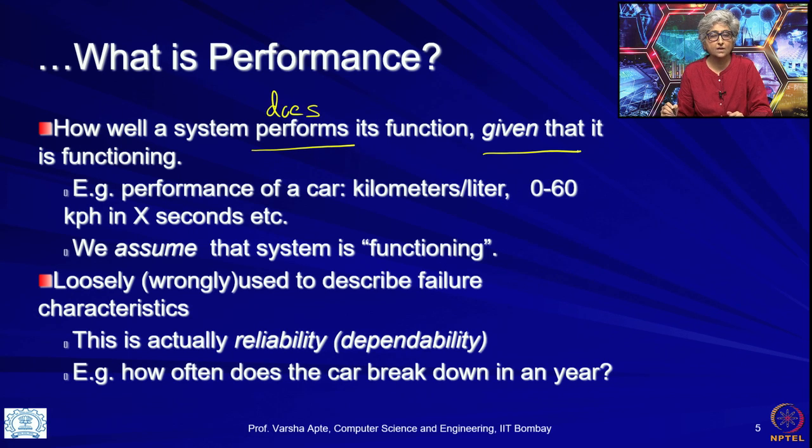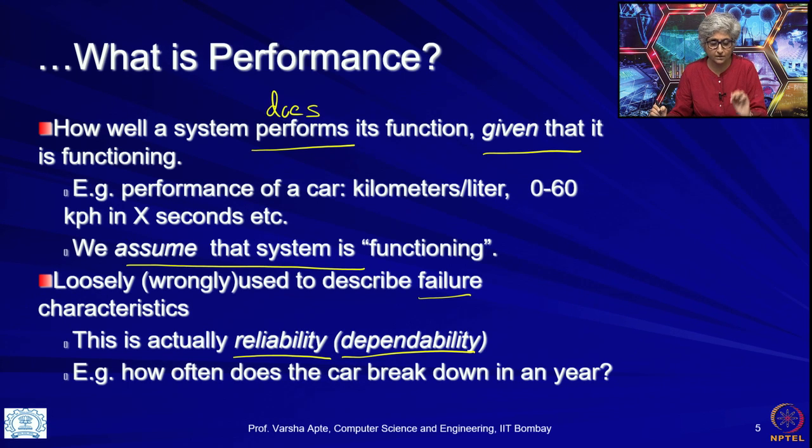When we talk about performance, let us say of a car, we will refer to its characteristics like how many kilometers it is giving per liter or how fast it can go from 0 to some 60 or 100, but we assume that the system is functioning. Sometimes in loose language people mix this up, and for the purpose of this course it will be wrong language. The formal word for that is actually reliability or dependability. So for example, in the car example, if we want to talk about how often the car breaks down, that would not be a performance matter, that would be a reliability matter.